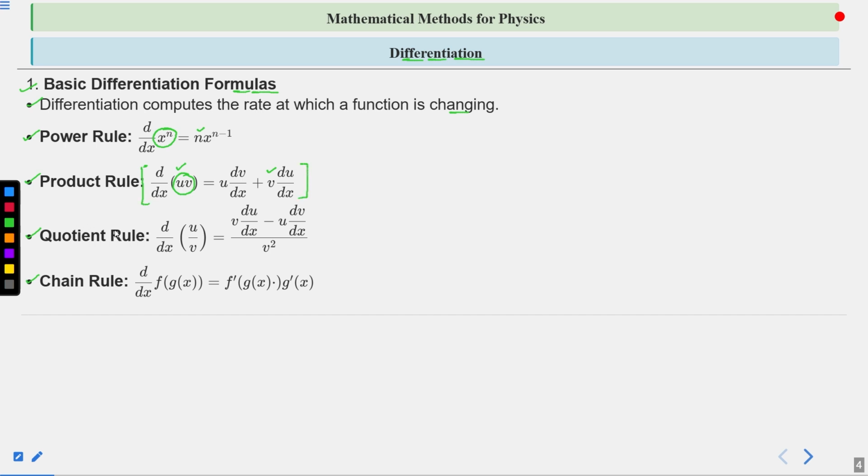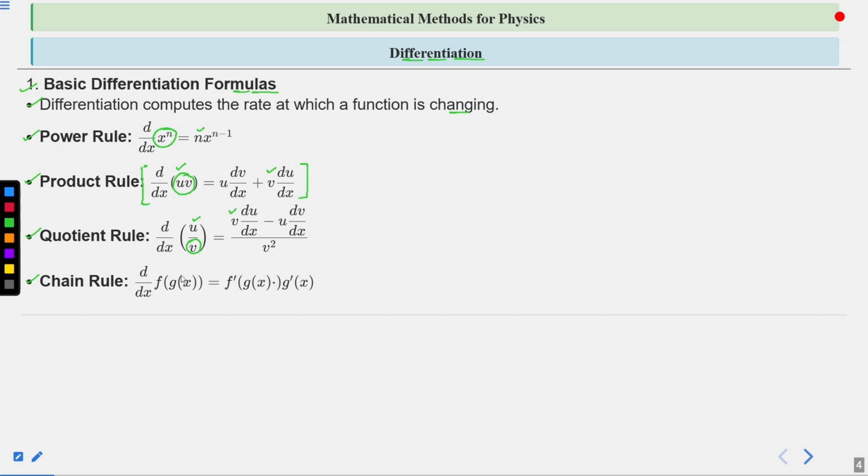Third is quotient rule. Now, take differentiation of u by v with respect to x. So, first the term in denominator is v, so squaring the denominator term, that is v square. Now, v as it is, take differentiation of u with respect to x. So, it will be v du upon dx minus, now u as it is, and take differentiation of v with respect to x. So, it will be u dv upon dx. So, this is the quotient rule.